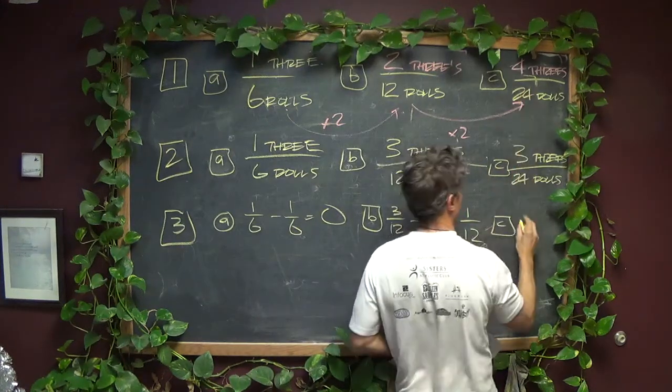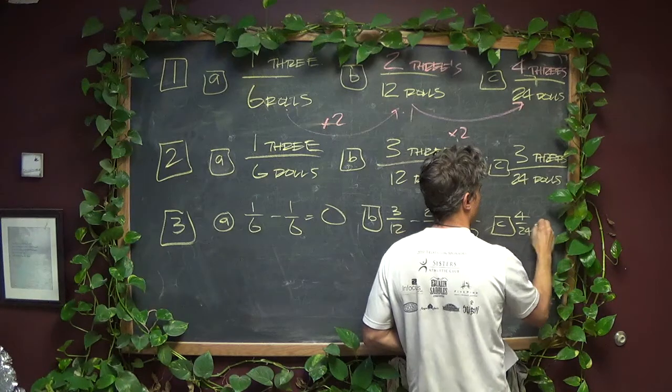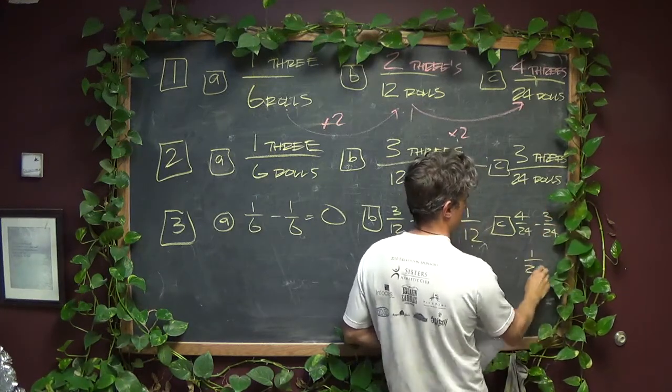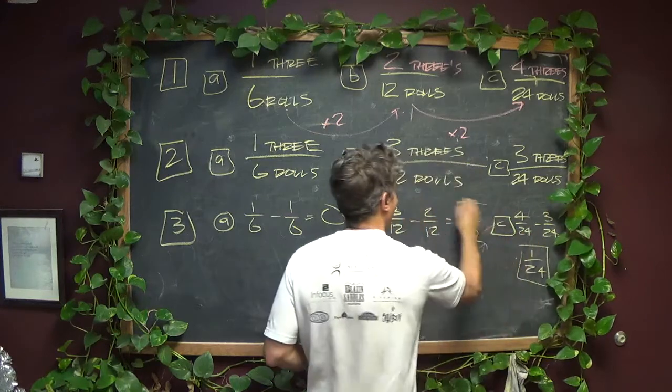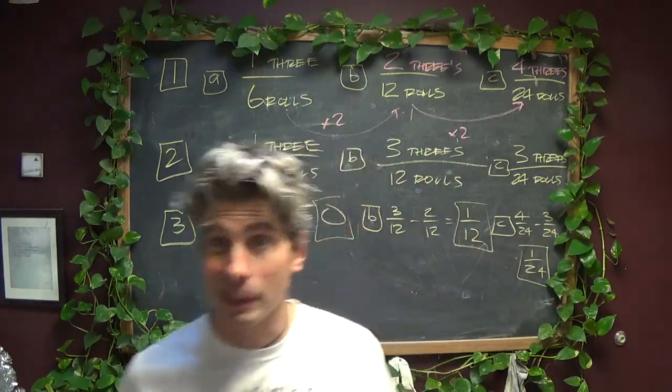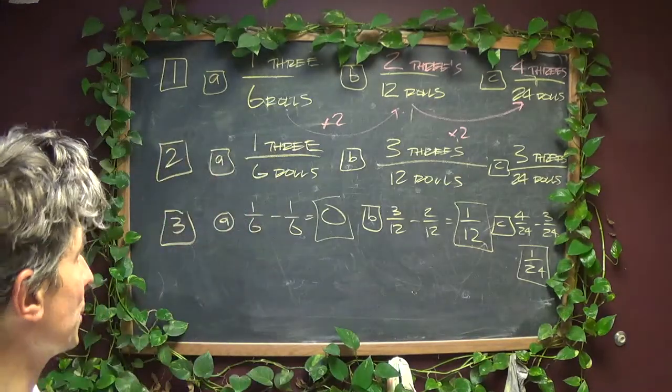You expected 4 out of 24. You got 3 out of 24. If you subtract them, that's 1 out of 24. So that's what I got. Your numbers are probably going to be a little bit different than mine, because you probably got different results than I got for number 2.